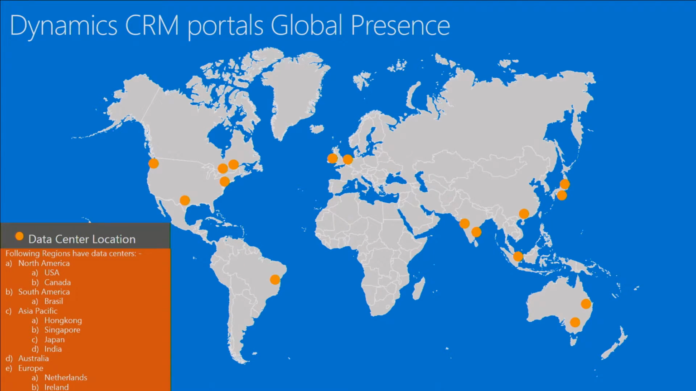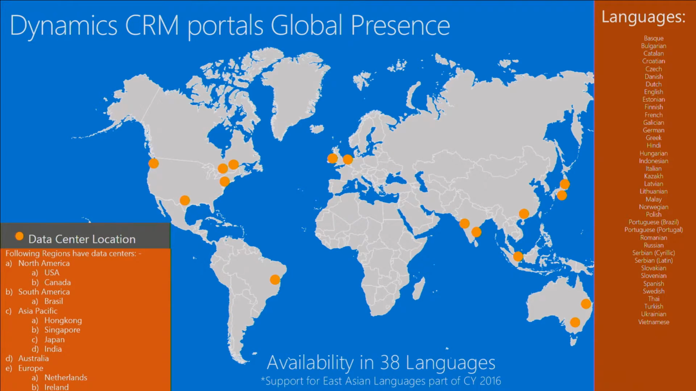Now, apart from hosting, languages are also important. Let's see how many languages we support today. We support 38, including English. This is a huge list, so I'll just tell you which ones we don't support. We don't support Arabic and Hebrew today, and we don't support East Asian languages. East Asian is coming as part of one of our future releases in CY 2016. That's the most specific I can be about the dates.